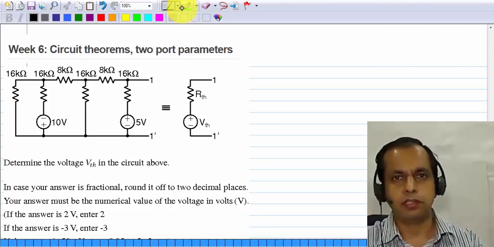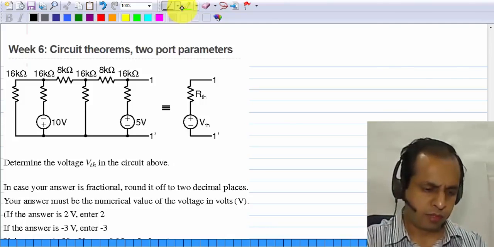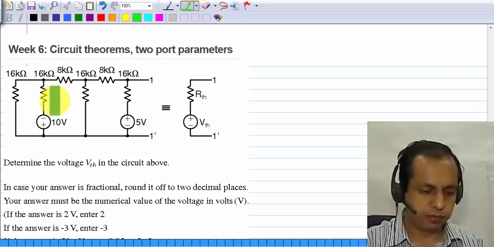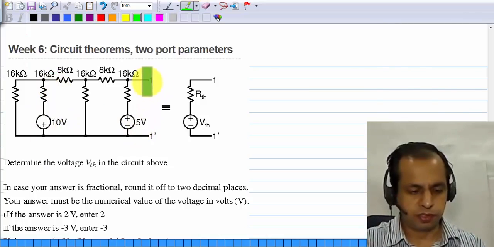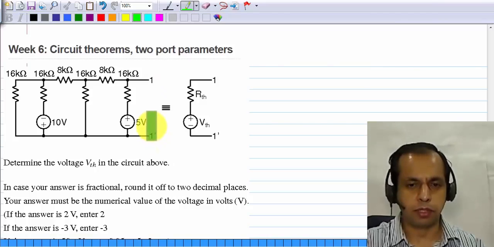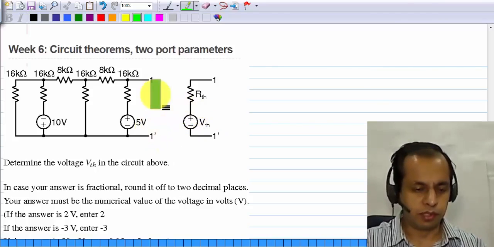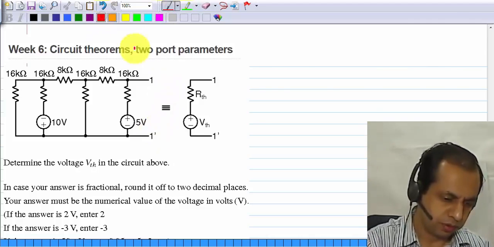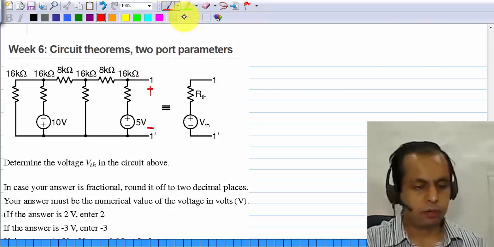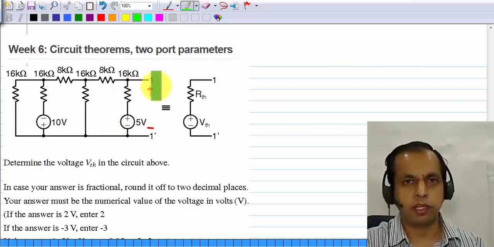We'll now discuss the sixth assignment. The first question, some circuit is given to you with two voltage sources and you're supposed to find the Thevenin equivalent between the terminals 1 and 1 prime. You know that the Thevenin voltage is the open circuit voltage that appears between these two. Okay. Now when you have two sources, you can use a variety of methods.